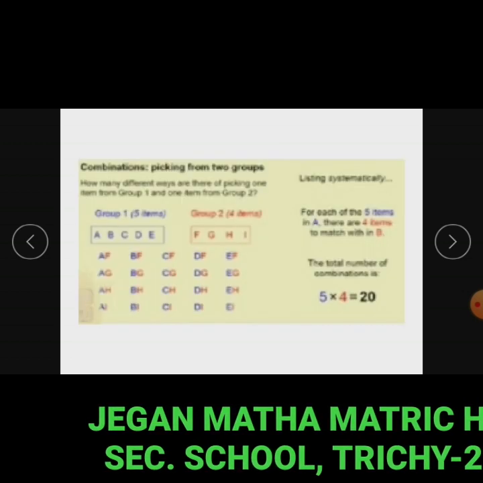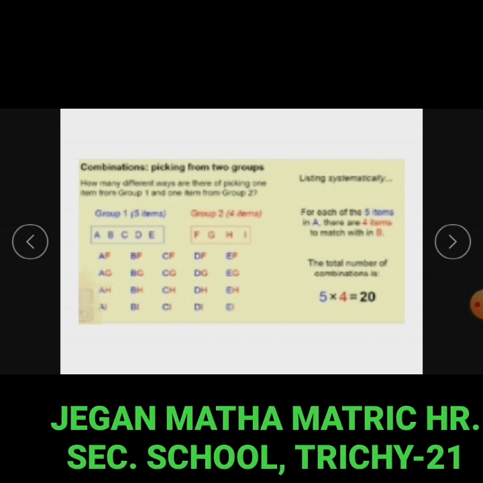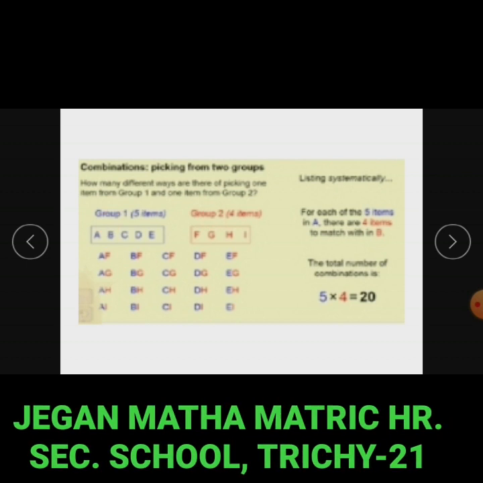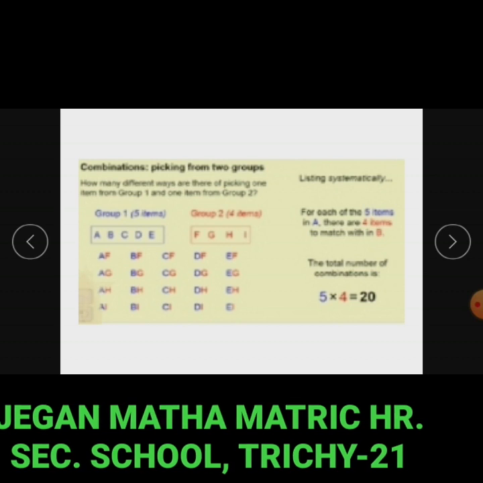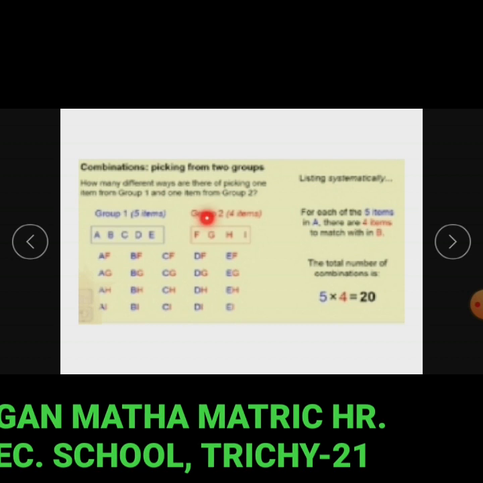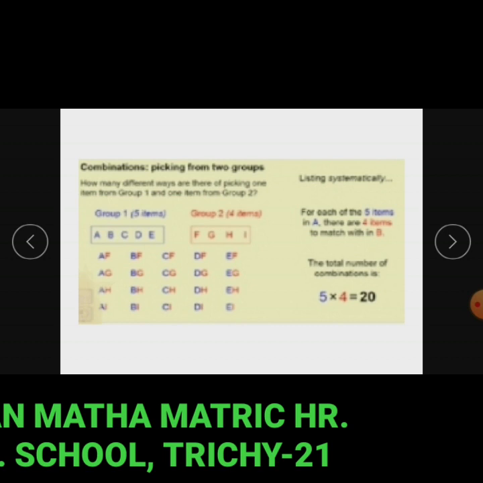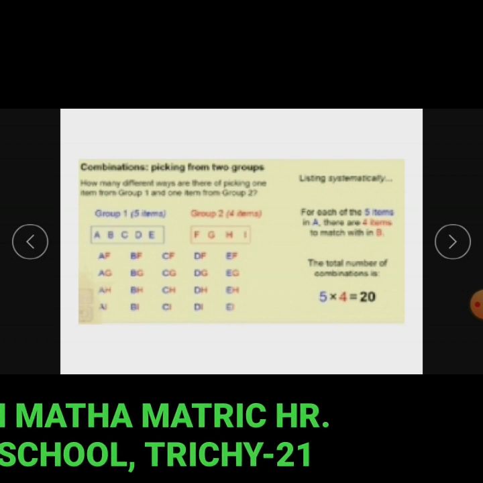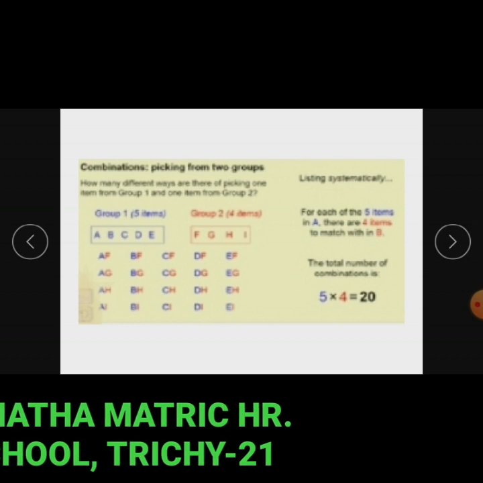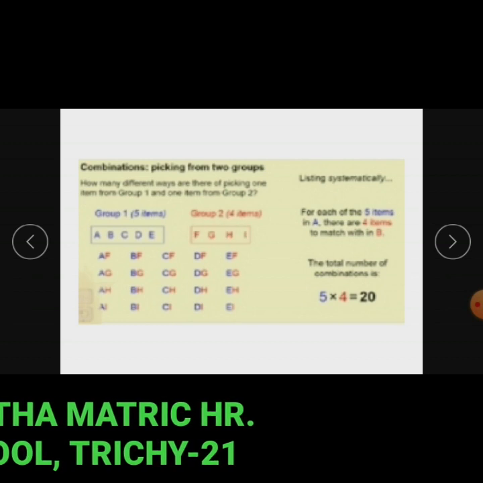For example, to make combinations, picking from two groups, 1 and 2. In group 1, 5 items are given: A, B, C, D and E. In group 2, 4 items are given: F, G, H and I. How many different ways are there of picking one item from group 1 and one item from group 2?